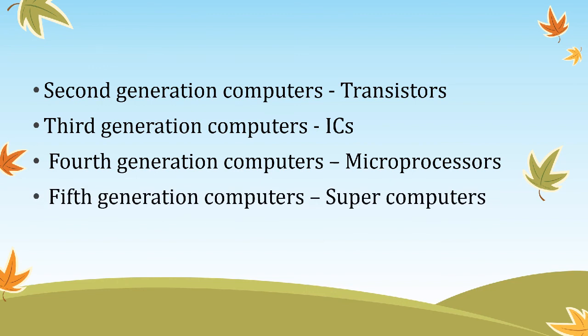Finally we have seen about fifth generation computers. Fifth generation computers are referred to as supercomputers. An example is the Cray CS300 series. And one more thing, it involves artificial intelligence. What is artificial intelligence? It's a branch of computer science that creates computers that can think, behave and react like human beings.